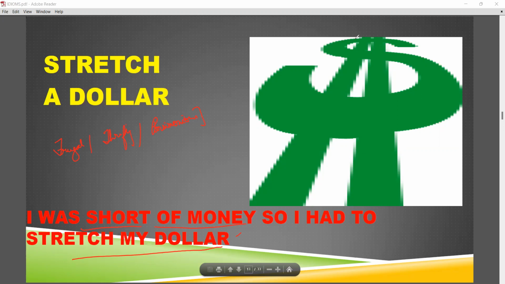It's not actually literal, that you start stretching the rupees that you have in your hand thinking that it is going to make you rich one day. No, nothing is possible without hard work.